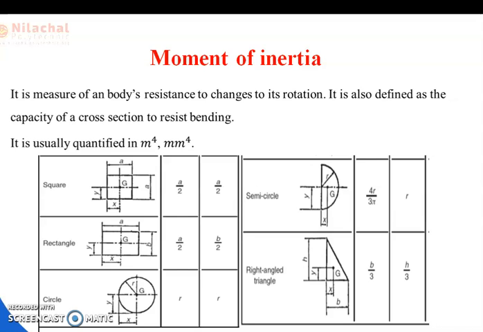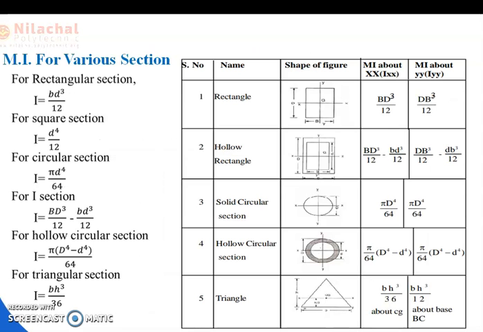So basically it is a measure of a body's resistance to change in its rotation, and it is also defined as the capacity of a cross section to resist bending, and its unit is meter to the power 4 or mm to the power 4. So now we will discuss various formulas of moment of inertia for various kinds of shapes. So first of all is the rectangular shape.